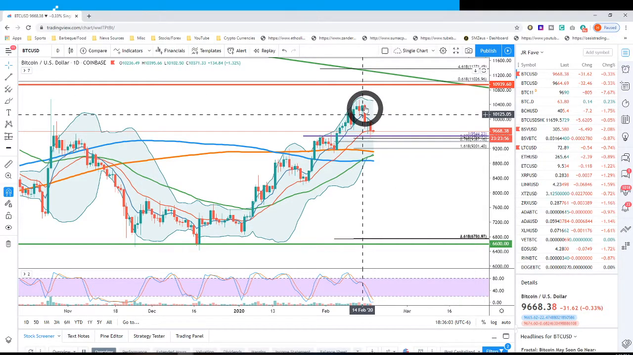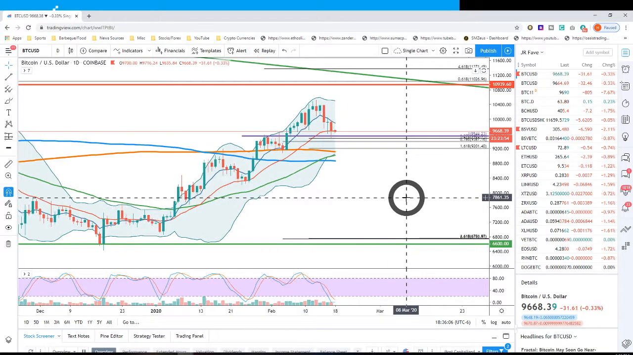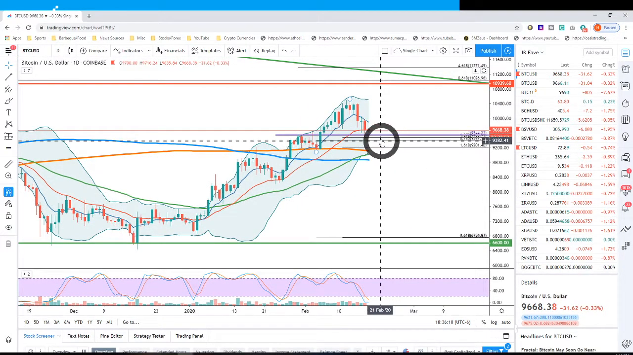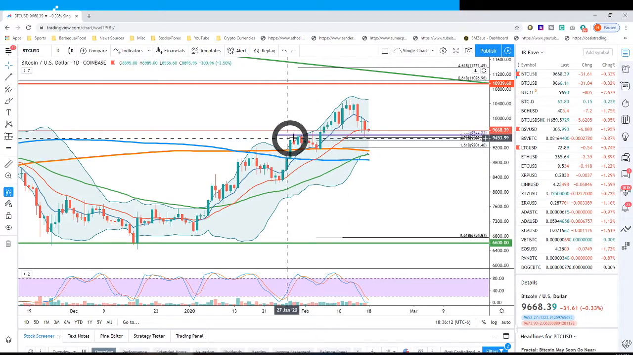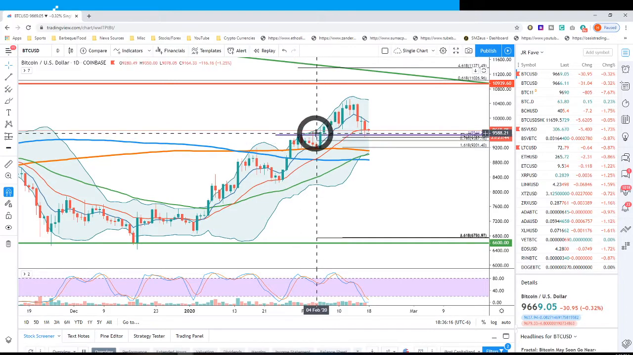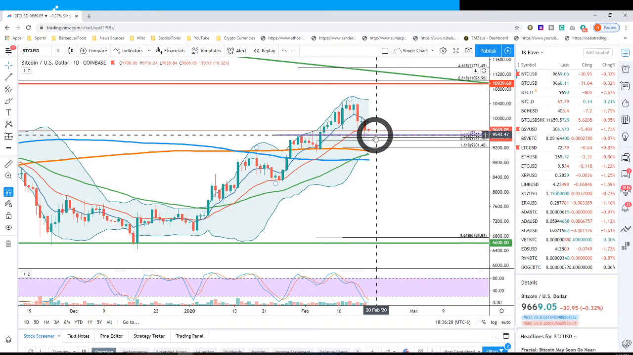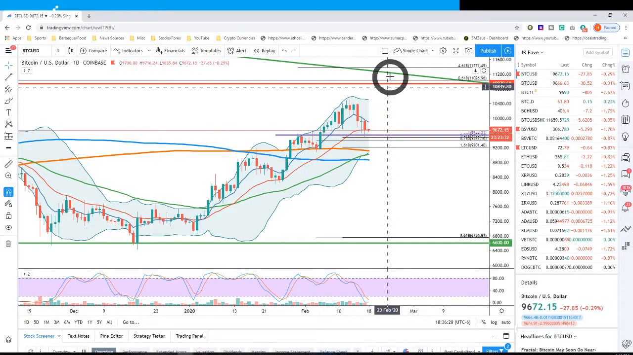I know it looked scary, probably felt scary if you were in it, but to me, until we break down below this area right in here, which is trying to hold up as new support, right? It was resistance for a while. It's trying to hold up as new support. If it can hold this area, or let's call it 9,500 to 9,600, if it can hold that as new support, we can build a base off that and move higher.